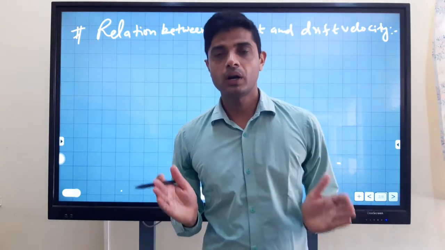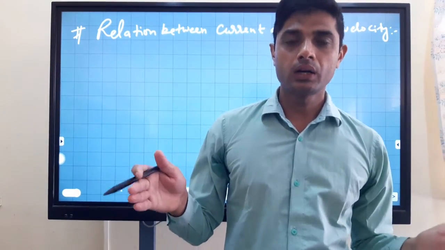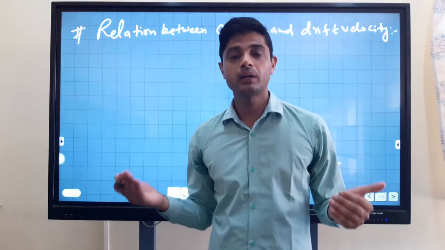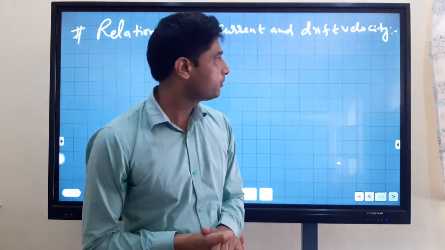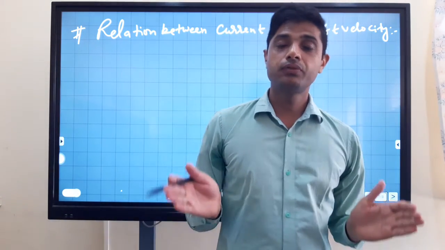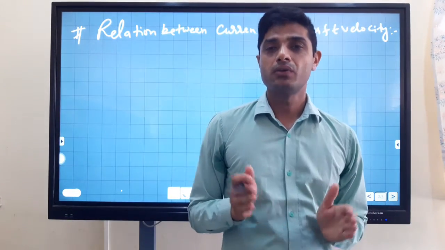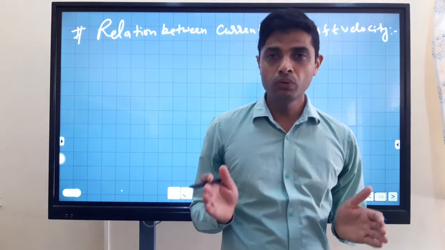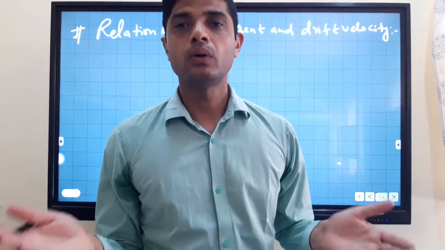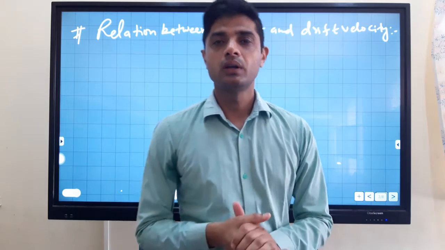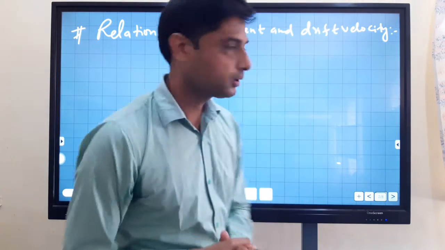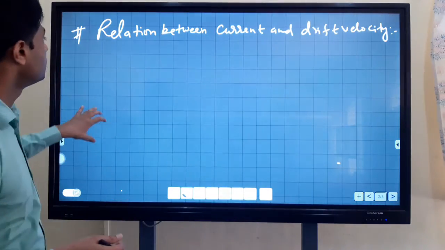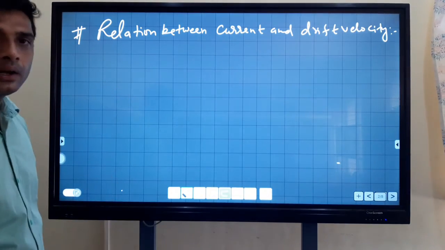The value of charge flowing through a cross section area of a conductor per second is known as electric current, and drift velocity is defined as the average velocity with which electrons move through a wire or conductor under the influence of an external electric field. Okay, it means we have to find the relation between I and Vd.